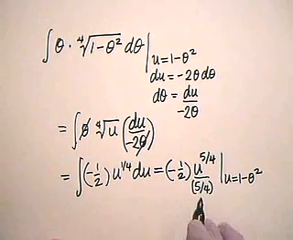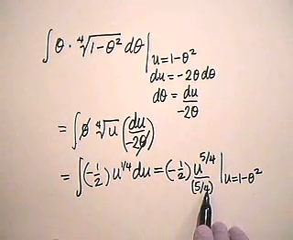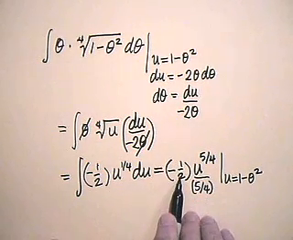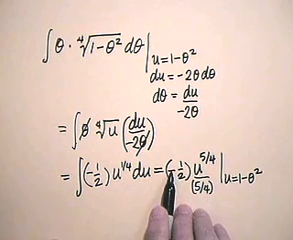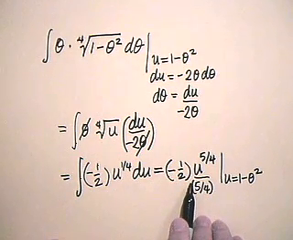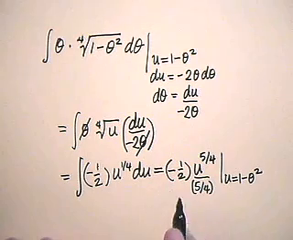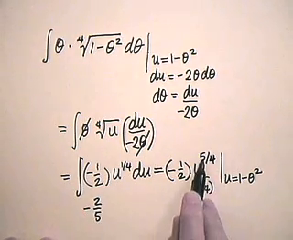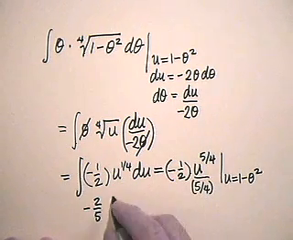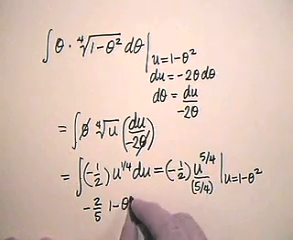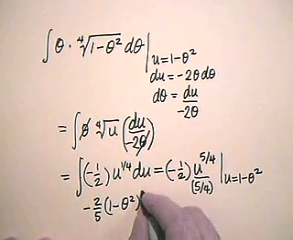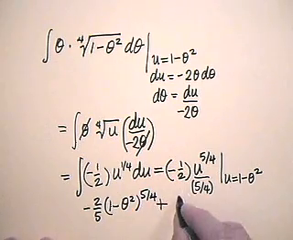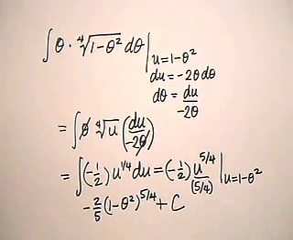And so consequently, well, let's simplify these fractions here. The 4 comes up to the numerator. So 4 over 2 is 2. We have negative 2/5. So consequently, we'll have negative 2/5 times u to the 5/4, but u is 1 minus theta squared. So we have 1 minus theta squared to the 5/4. And then finally, don't forget to add the big capital C.